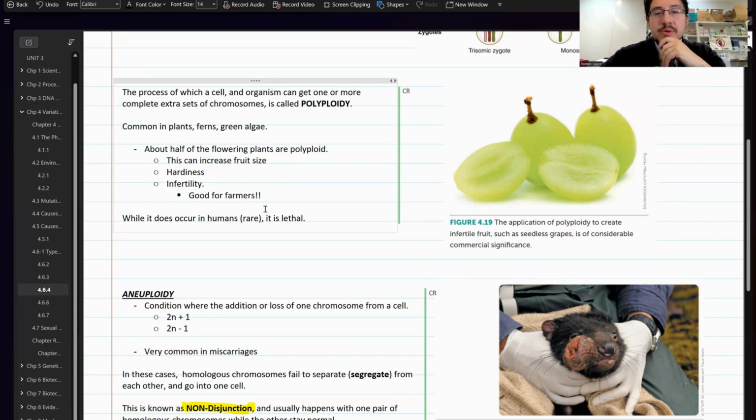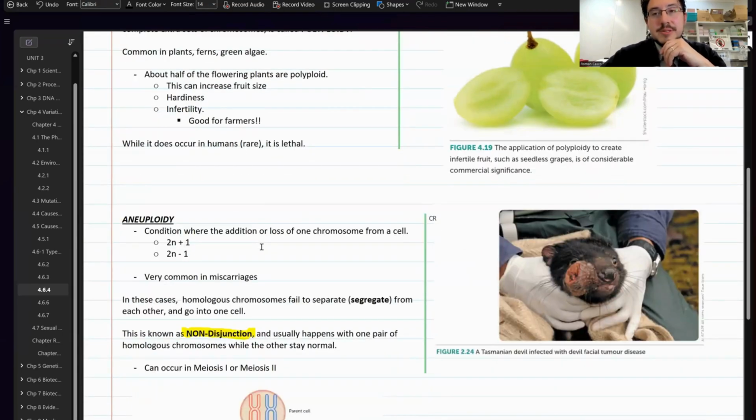So it is good for farmers in terms of plants and produce, but definitely if it happens to humans, it is lethal. It is very lethal. It does happen. It's rare, but when it does happen, the likelihood of survival of the individual is quite low. Okay.